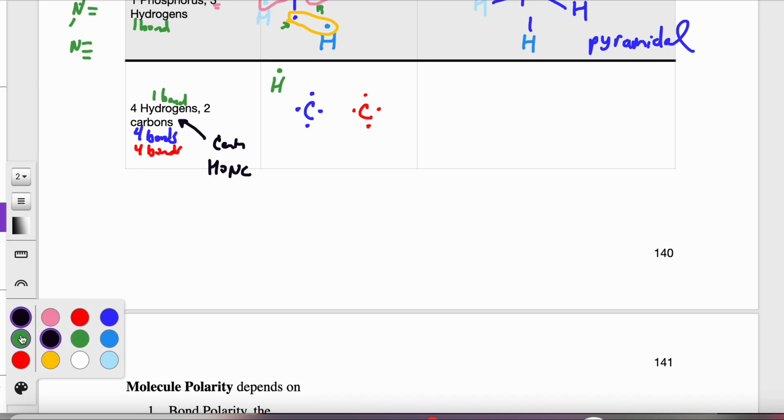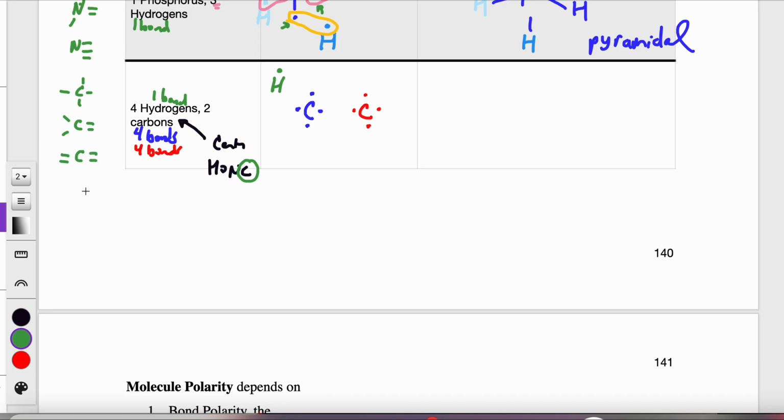So in the HONC rule, we look at the carbon. Carbon, because it has to form 4 bonds, there are 4 possibilities of how to get this done. So the carbon can form 4 single bonds. It can form a double bond and 2 singles. It can form 2 doubles, or it can form a triple and a single.